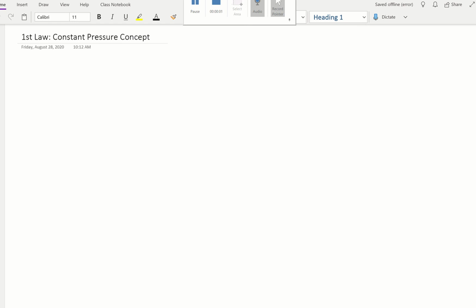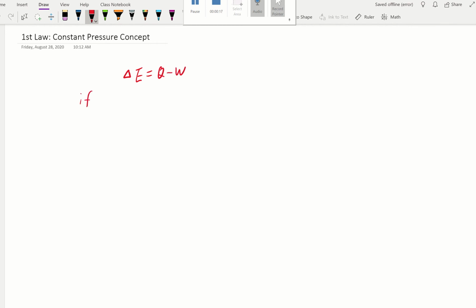Hi, in this video we're going to introduce the first law as applied to constant pressure. Let's start with the first law governing equation: delta E equals Q minus W. If it's stationary, which means delta KE and delta PE are equal to 0, because we know delta E is the kinetic energy change, potential energy change, and delta U, then delta U is equal to Q minus W, right?